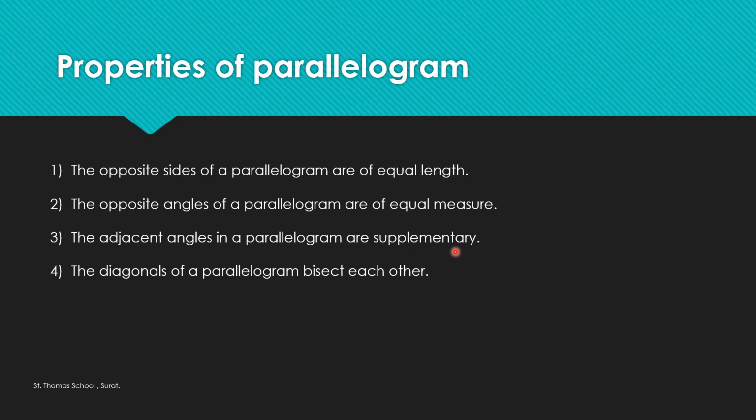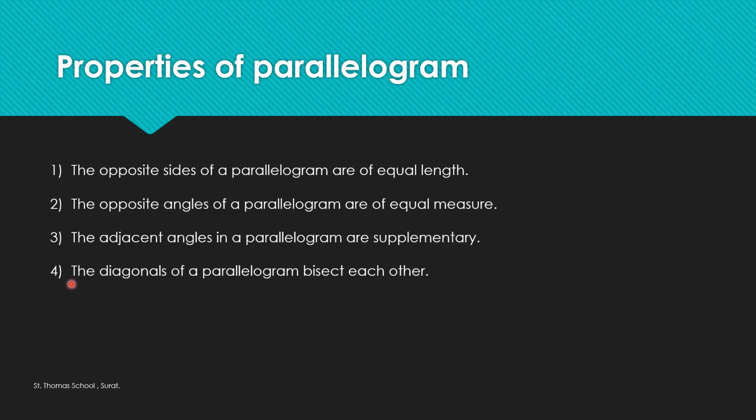What is the meaning of supplementary? Their sum is 180 degree. That means angle A and angle B are adjacent angles. So angle A plus angle B is 180 degree. Same way angle B plus angle C is 180 degree. So adjacent angles of a parallelogram are supplementary.